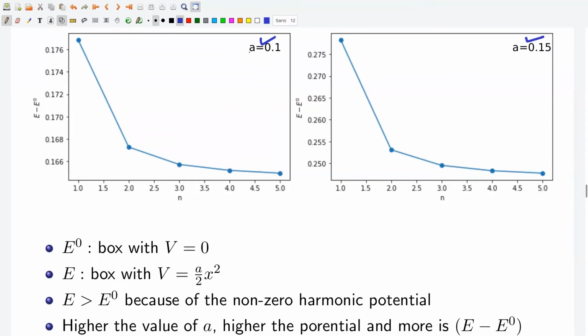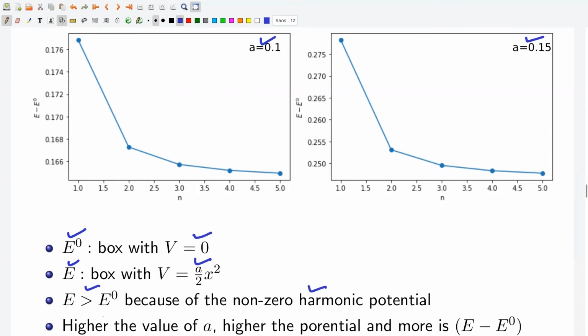Remember that A represents the strength of the harmonic potential. E0 is the energy eigenvalue for particle in a box with V equal to 0, and E is the energy eigenvalue for particle in a box with V equal to A by 2 x square. Note that E is greater than E0 because we have a non-zero harmonic potential.